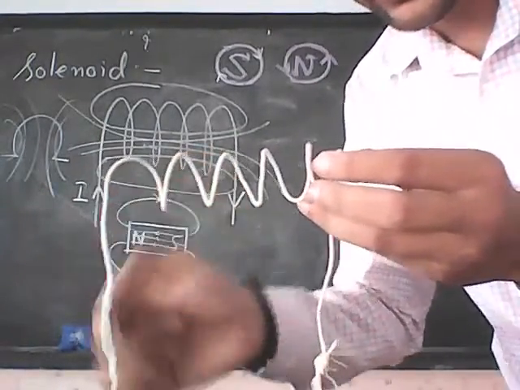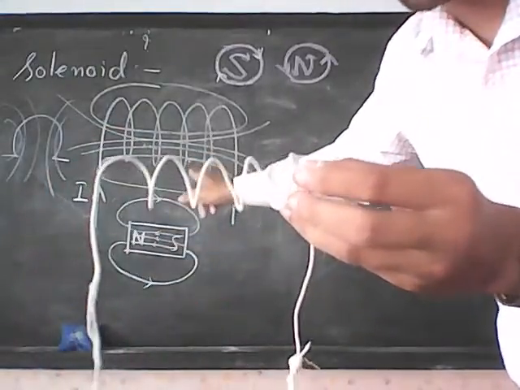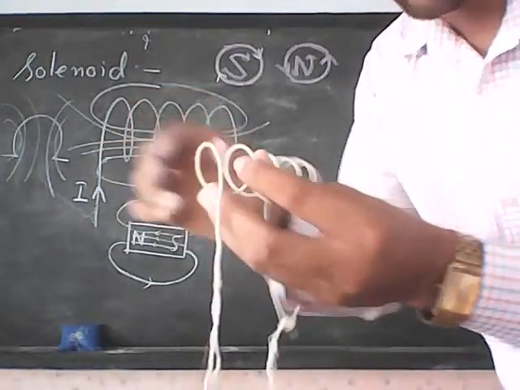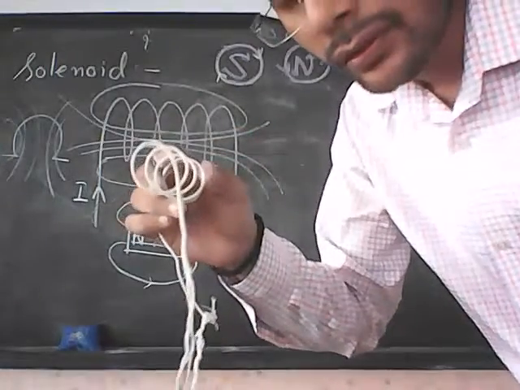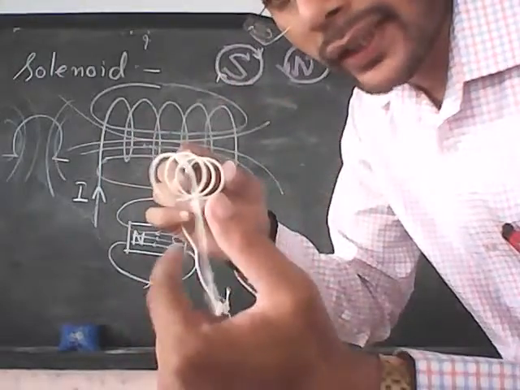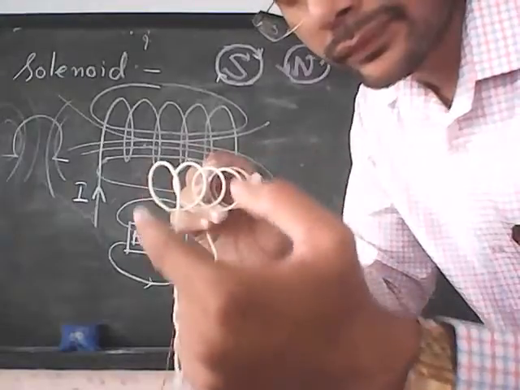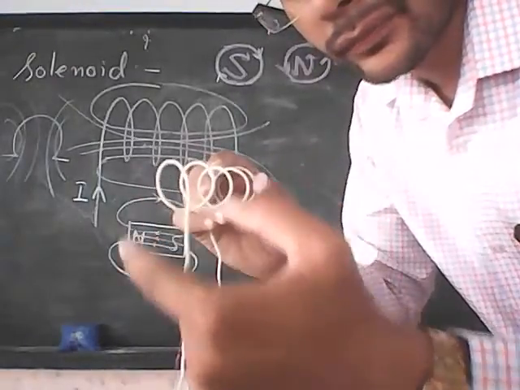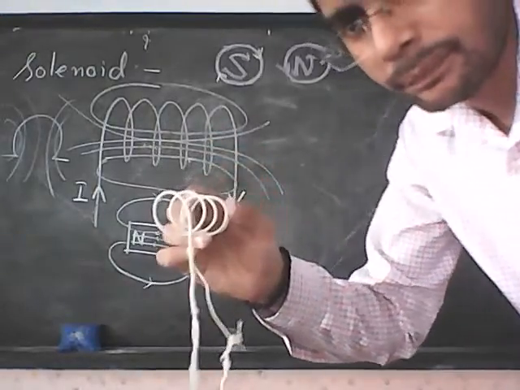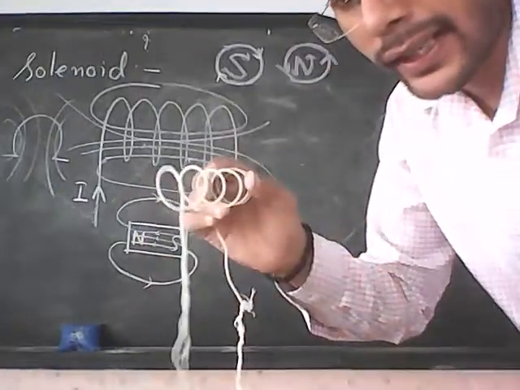Suppose from this side the current is entering, as I have shown in the board. So you have to observe this thing. See the direction of movement of current. Tell me quickly, is the current moving clockwise or anti-clockwise? See and tell me fast, in the comment fast. Is this clockwise or anti-clockwise? Tell me quickly. What is visible here? Is this clockwise or anti-clockwise?